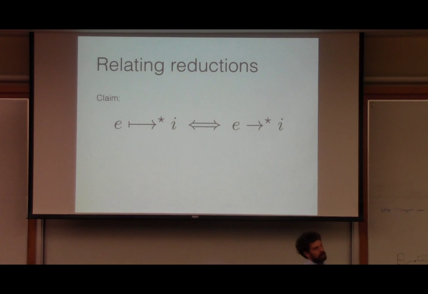So here's a claim about the semantics I've presented so far, which is that if you can get to an integer by the standard strategy, then you should be able to get there by any reduction order, and vice versa. The direction going this way is just obvious, right? This is a subset of reductions that we could have originally done, and you have to convince yourself of the other direction here. And it turns out to be true, but it's true because this is a really simple programming language. And it may not be true for larger languages.